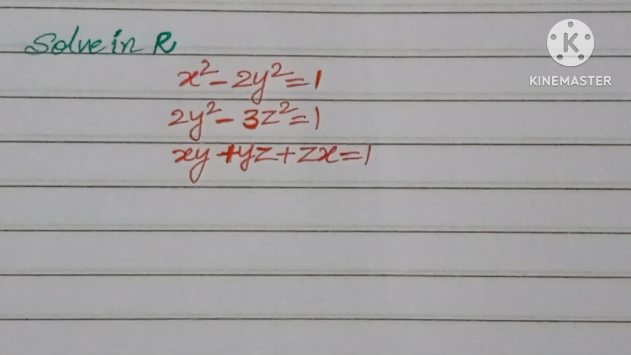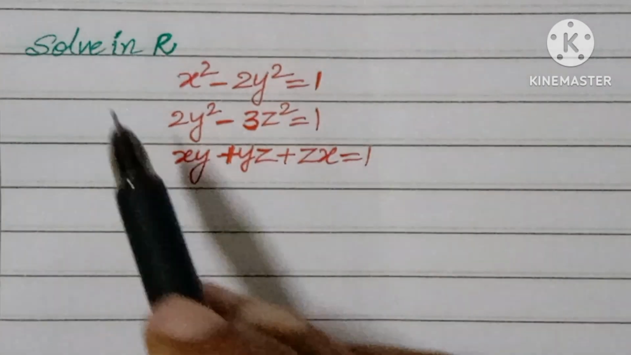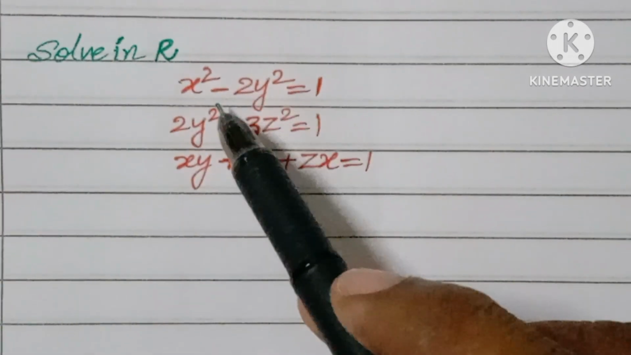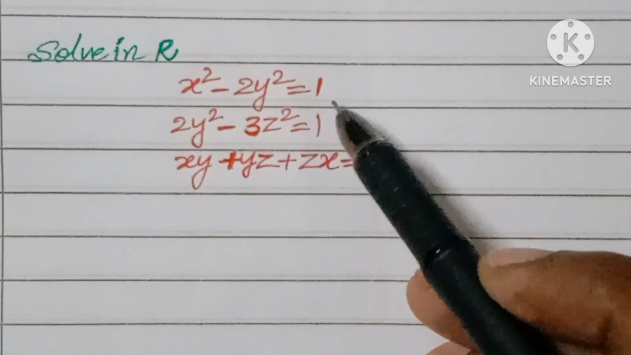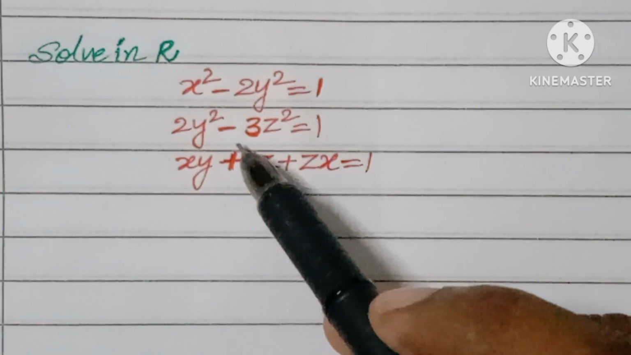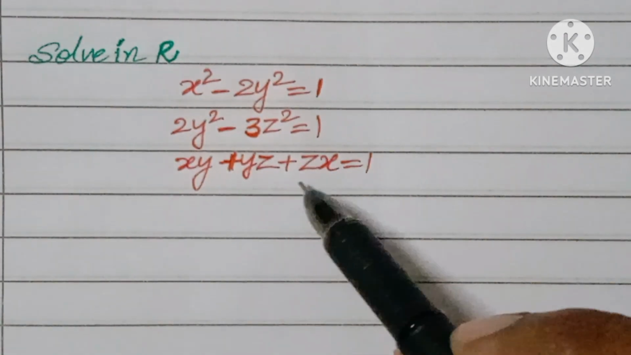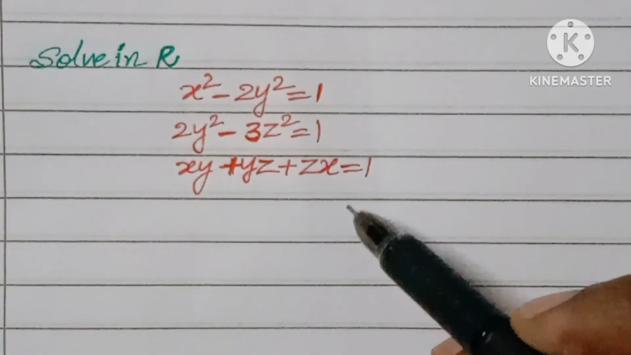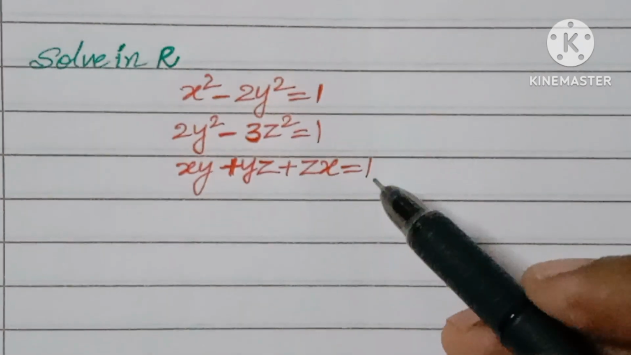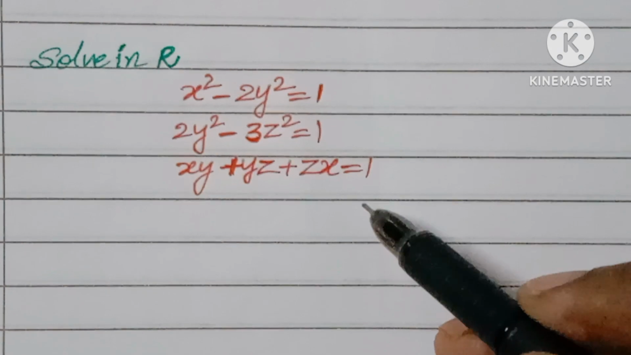Today we are going to see one Olympiad problem. The question is: solve in all real numbers x square minus 2y square equal to 1, 2y square minus 3z square equal to 1, xy plus yz plus zx equal to 1. Some logic is there, that's why this problem is selected. Pause the video for 10 seconds and try it.